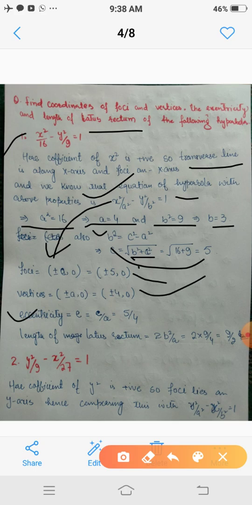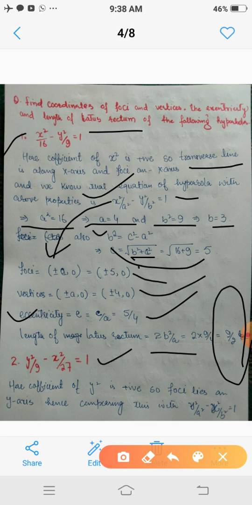Eccentricity is denoted by e and is defined as the ratio c by a, that is 5 by 4, while the length of latus rectum is 2b square upon a. Substituting the values, we get 9 by 2 units. So in this way we find the vertices and the foci of this hyperbola.